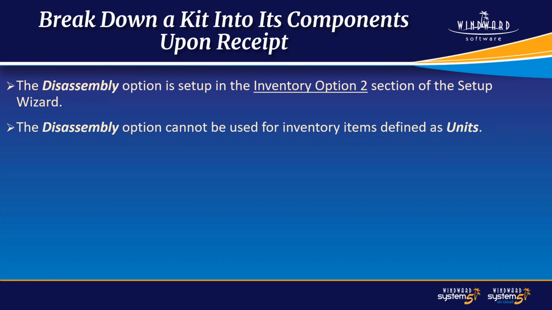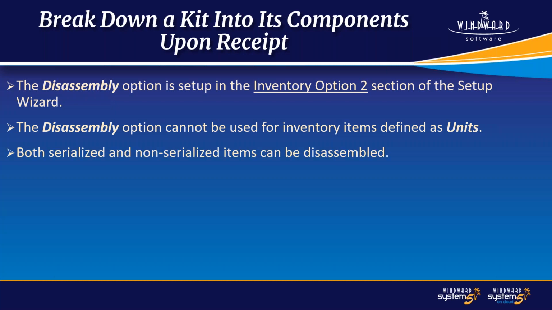The disassembly option cannot be used for inventory items defined as units. So this should only be a regular inventory item and not include units. Both serialized and non-serialized items can be disassembled. So let's say you have a serialized kit, you have the option to disassemble it once you receive it, either through the purchase order or from the item inventory.